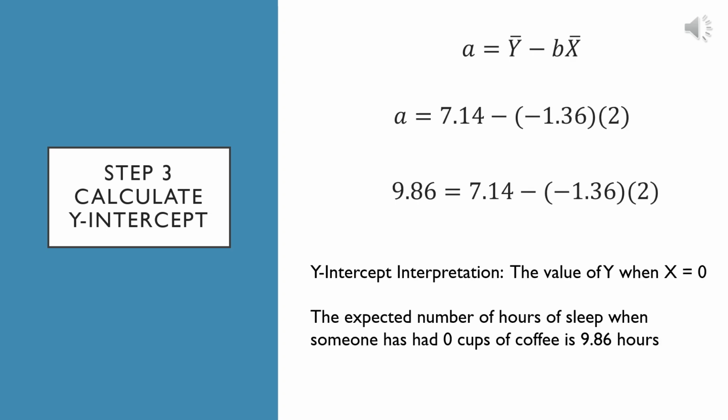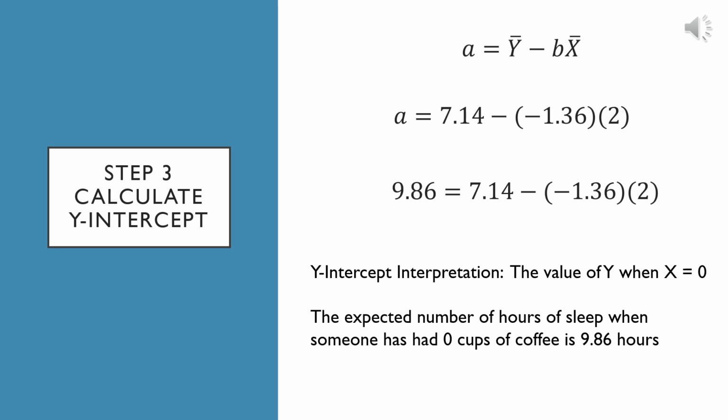So we take our average number of hours of sleep, which was 7.14, and we subtract from that the product of our slope, negative 1.36, times the mean of x, which was 2 cups of coffee. And so you're actually subtracting a negative number here, which means you're actually going to add a positive. So you ultimately end up with a y-intercept of 9.86. Now, what does that number mean?